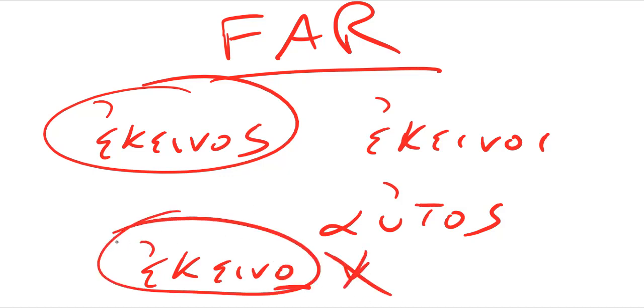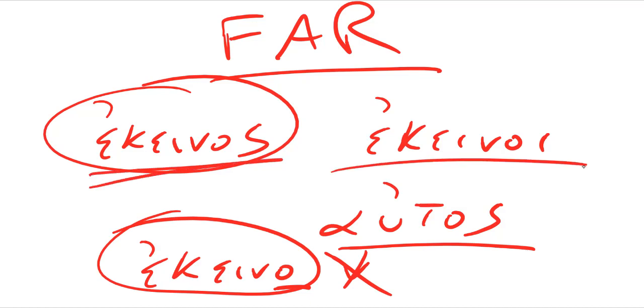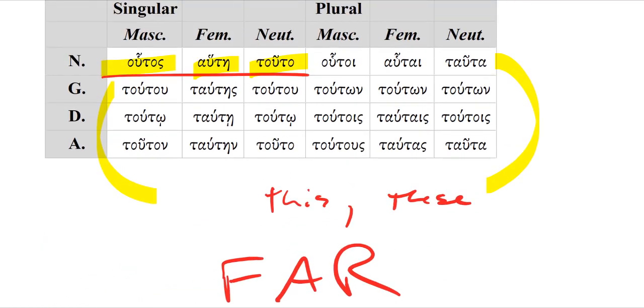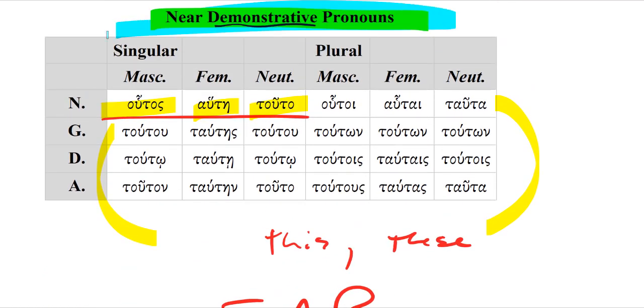So we're saying it uses the same endings as autos. Ekenos means that, ekenoi means those. This is the far demonstrative pronoun, meaning that or those. And it's so regular, there's no chart of it. So the near demonstrative pronoun, the chart is included because you do have a few little tweaks here and there, and you at least want to be able to refer back to it if you're trying to figure out why a word is spelled slightly differently.